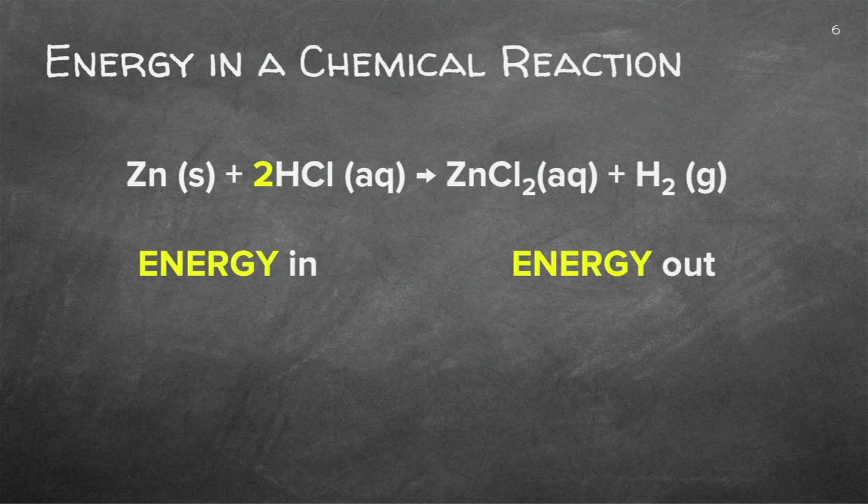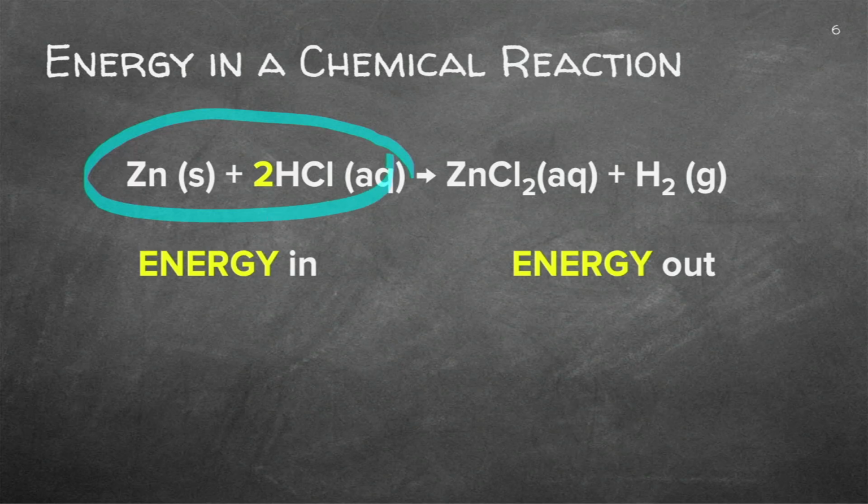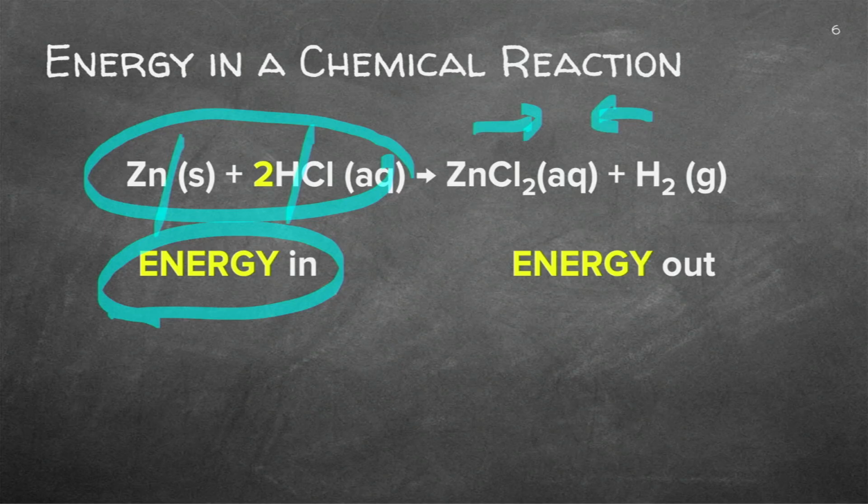Let's have a look again. If you're writing your equation, this is the reactants. We first have to break these bonds. That's the energy that we put in. As soon as they move towards each other, it will be energy out, and they have now formed the product.